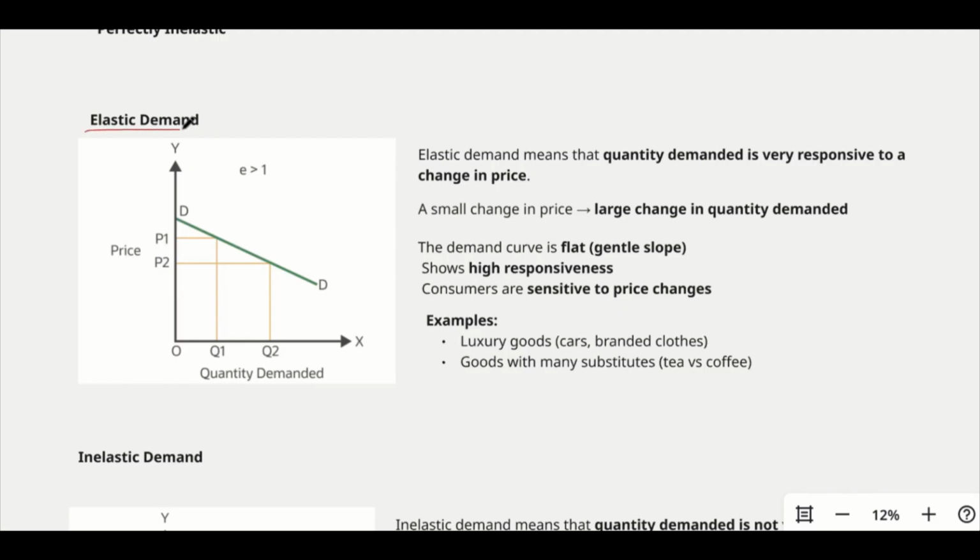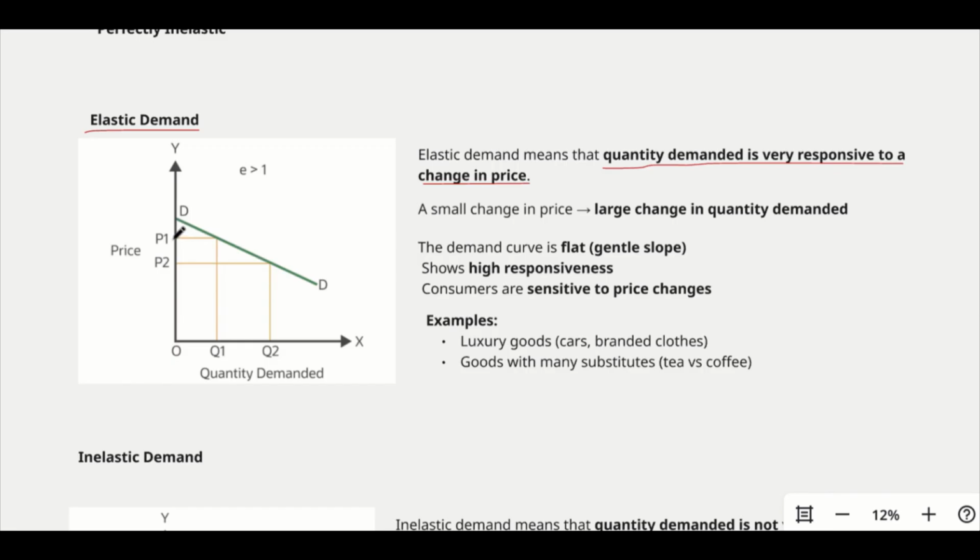So, first, let's check the elastic demand. What do you mean by elastic demand? It means that quantity demanded is very responsive to a change in price. So when there is a slight change in price, the quantity demanded will change a lot. So let's see it with a graph. Check this graph. The slope is very gentle, right? More flat.